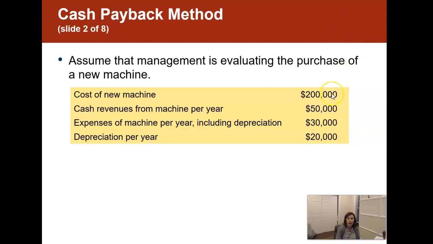So we've got the cost of our new machine being $20,000, revenues being $50,000 a year. The expenses that include depreciation are $30,000, and then depreciation per year is $20,000.